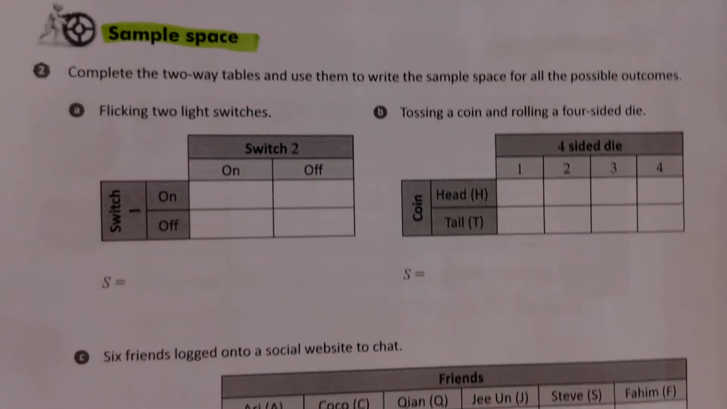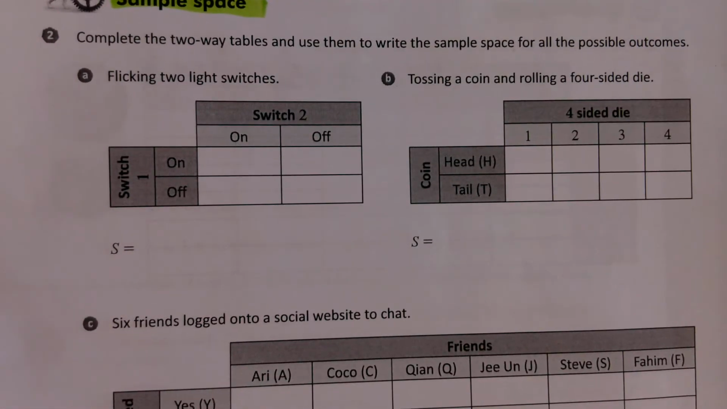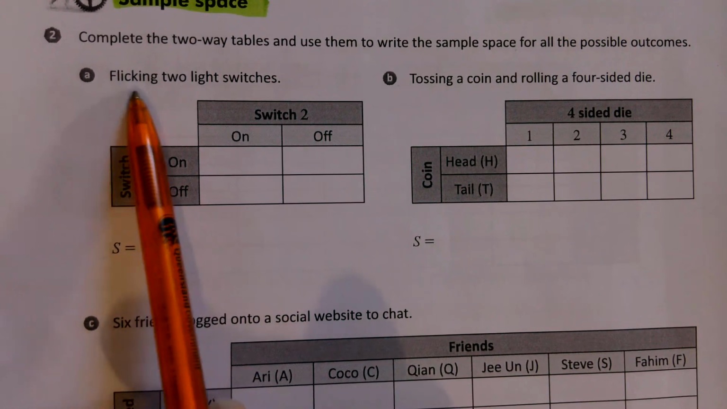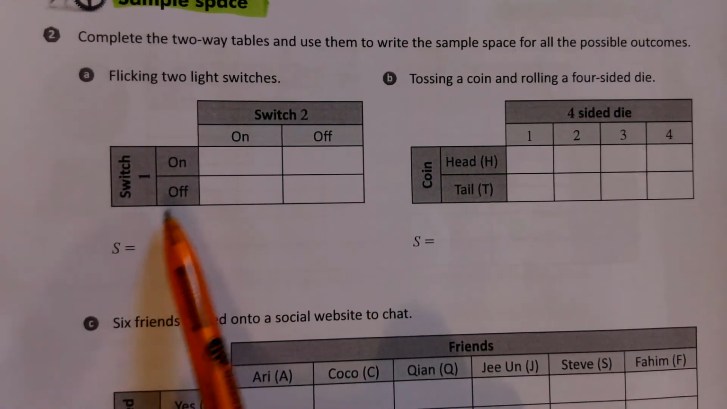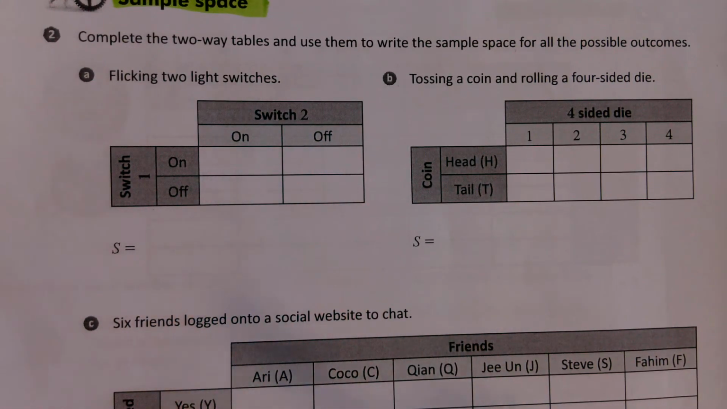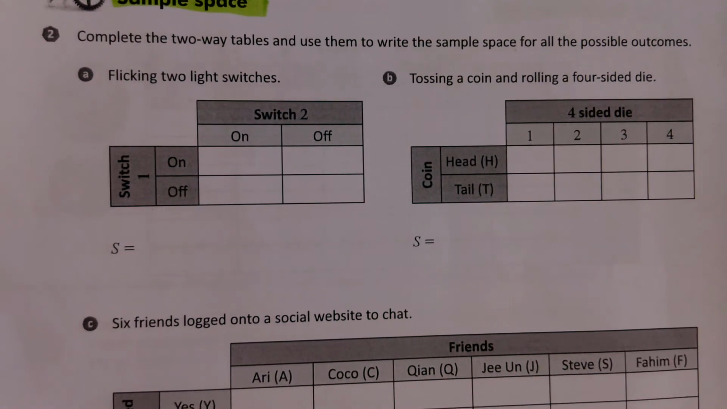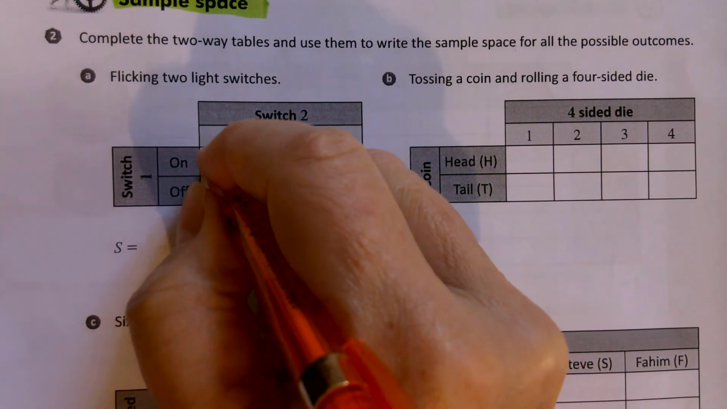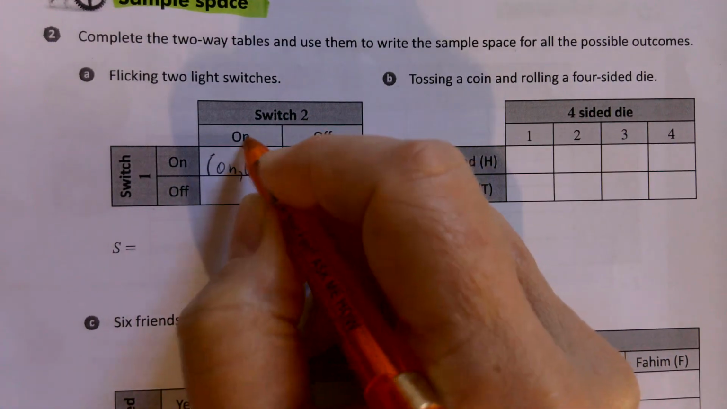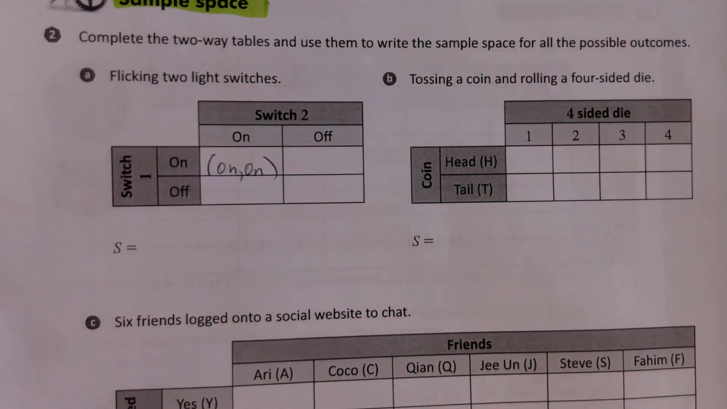On your next sheet, we're going to do the two ways. So that was that last example we looked at. And this time we're going to do flicking two light switches. And as we saw, it's only on or off. So you need to write that this will be on, won't it? Just like we had in the example.